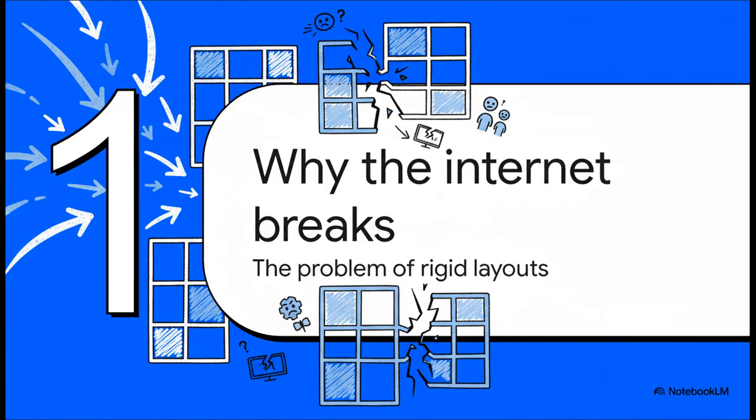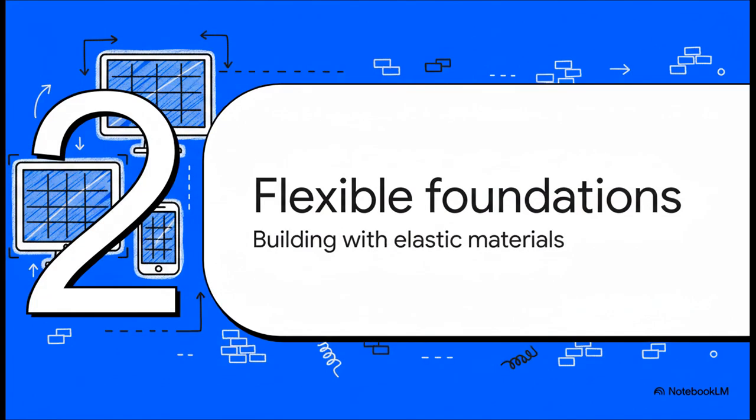Okay, so the main problem really comes down to the old way of building websites. Just imagine trying to use one single rigid blueprint to build a house on a dozen different sized pieces of land. It just wouldn't work. Early websites were built like that, with fixed sizes in pixels, designed for just one screen size, and that's it. To fix this, we have to think completely differently.